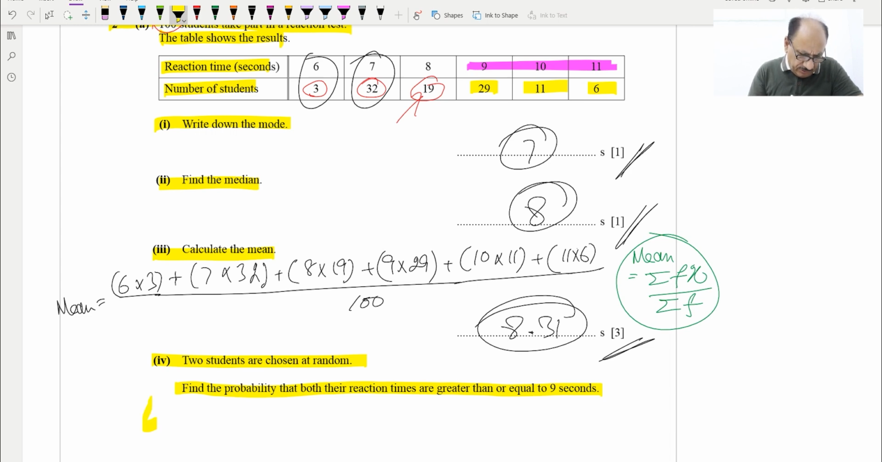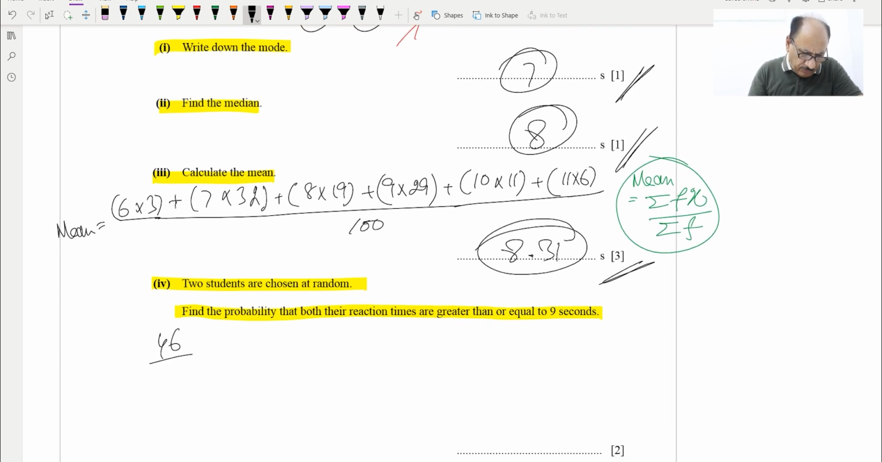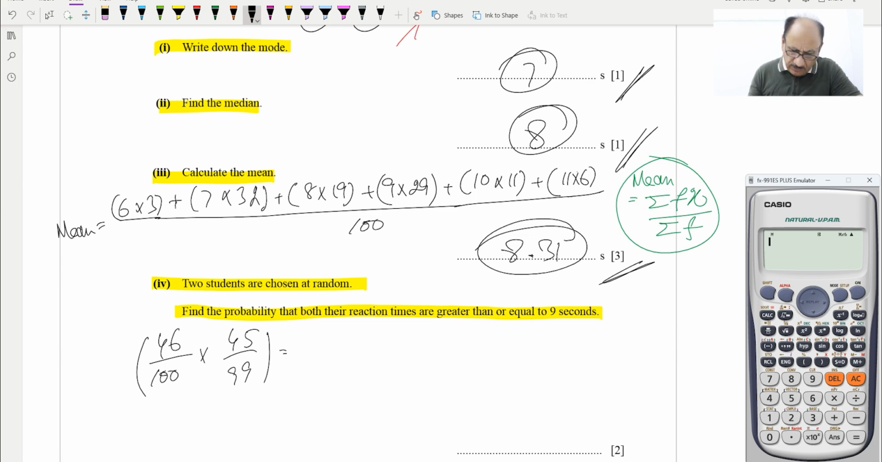So this will be 46 out of what? 46 out of the total, which is 100. So 46 out of 100 for the first one, and the probability for the second one will have one less because one is already chosen. So 45 out of 99, the total will be one less, and this one we can calculate. This will be 46 over 100 multiplied by 45 over 99.